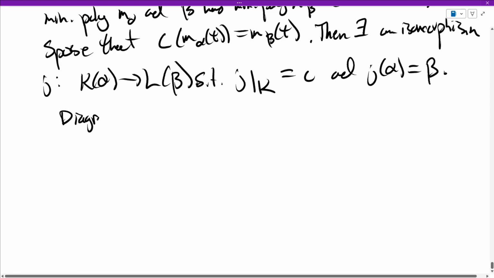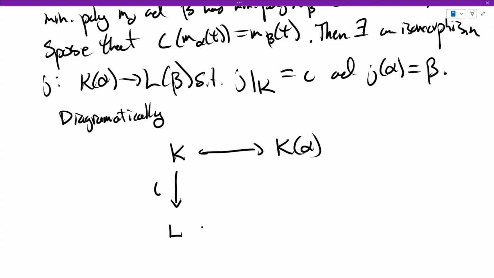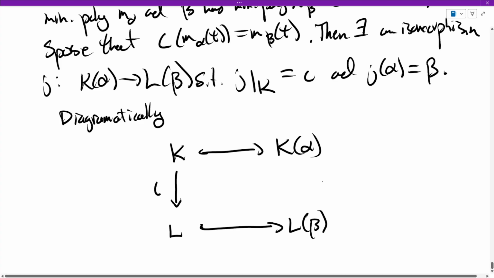Diagrammatically, we have the natural inclusion of K into K adjoin alpha. And we have this mapping iota, which is an isomorphism, which goes to L. And then we have the natural inclusion here. This is just the setup of the theorem. Okay, so the black text is just the setup.